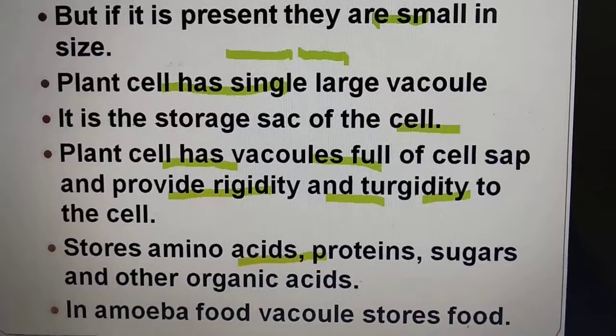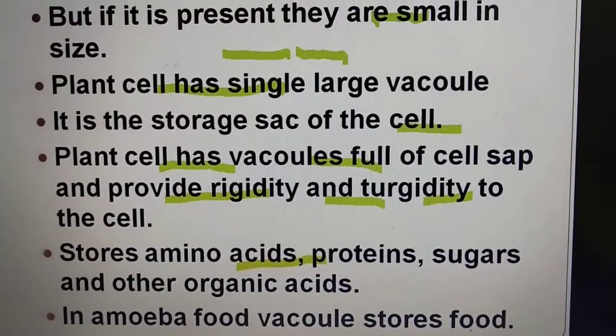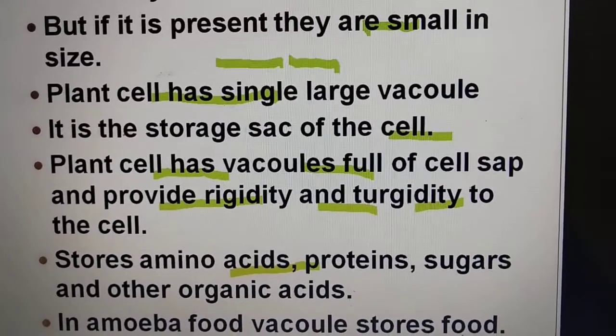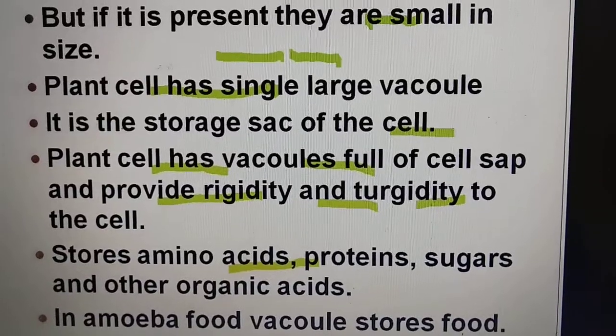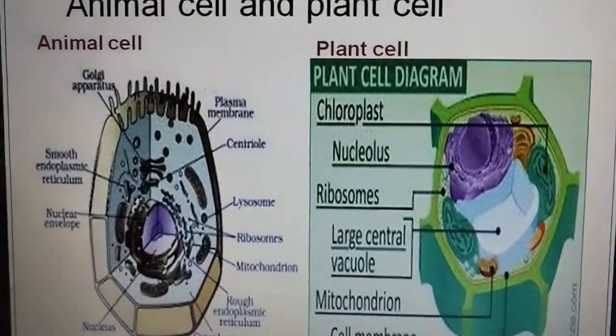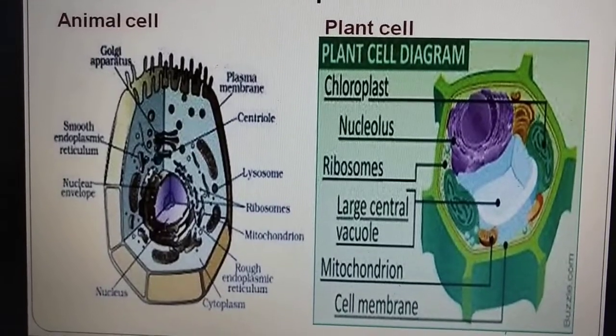In amoeba, a single-celled or unicellular organism, there are food vacuoles that store food. There are other vacuoles also which help in removing waste. Okay, that was all about vacuoles, and these are the structures of the plant cell and animal cell. So you have to learn the structures properly.